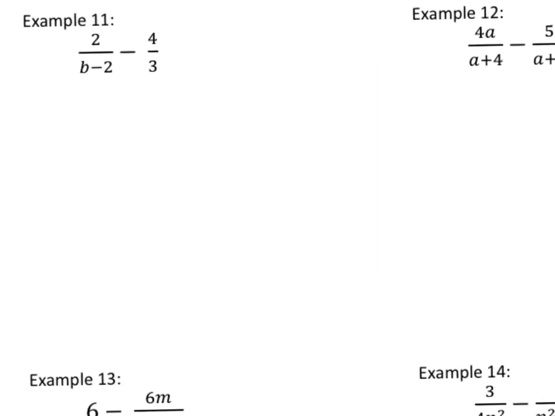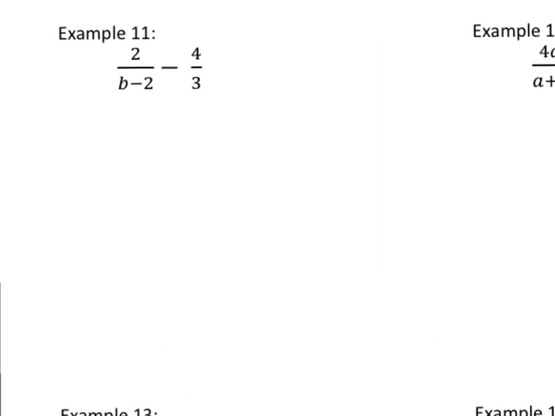Lesson 9.4, Video 5. Here we have two things to consider. One is it's subtraction, and one is we have a binomial in one of the denominators. So let's look closely at what we have to deal with.